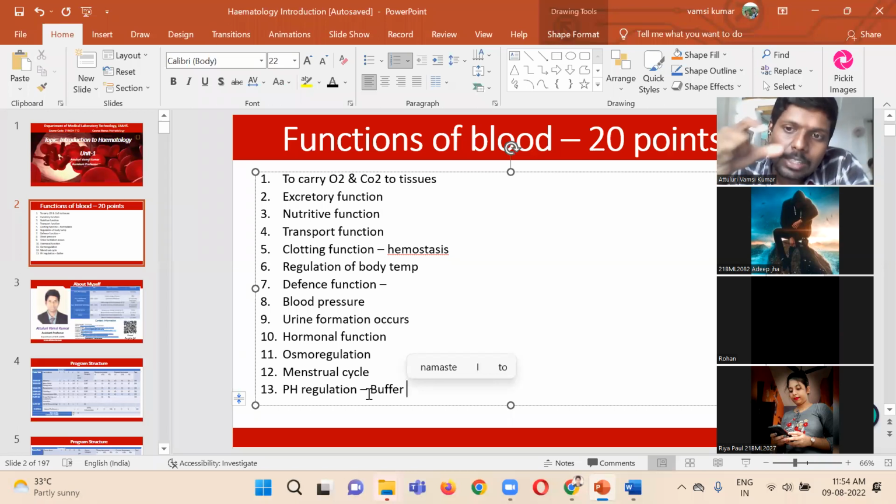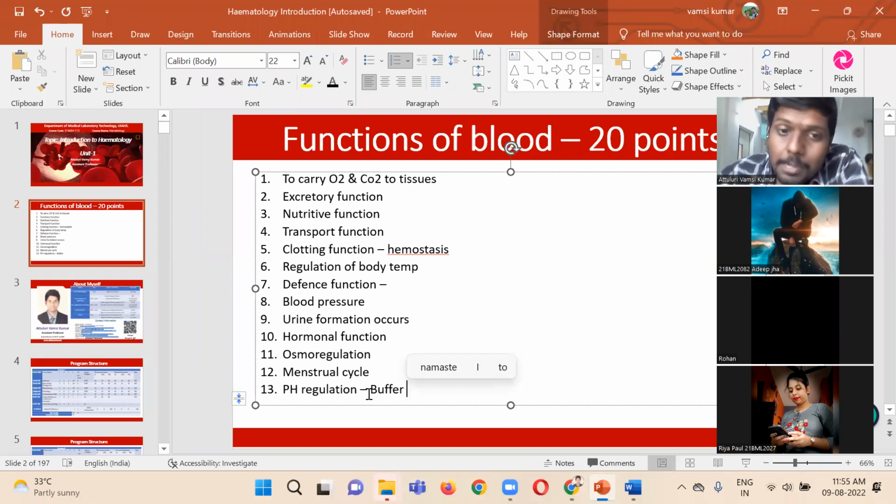Now you can understand the significance of pH, because if it goes beyond the limit, all the enzymes within the body will shut down. If enzymes shut down, metabolism will shut down. If metabolism shuts down, all functions will cease. They will die. So yes, pH is a vital thing which is maintained by the blood.